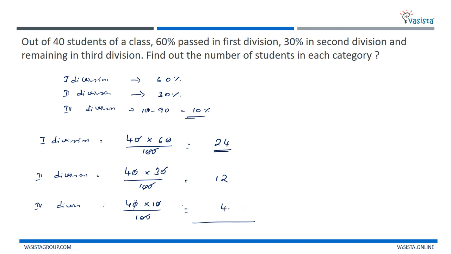24 plus 12 is 36, plus 4 is 40. Right, this is the answer for it.